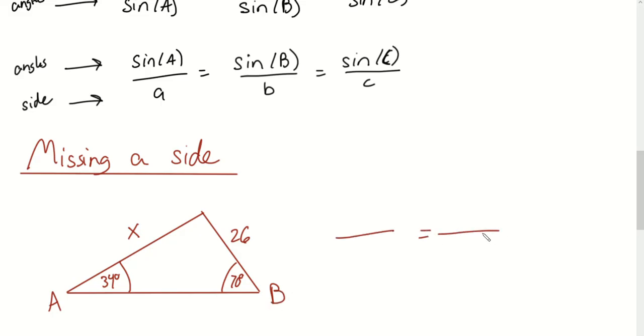Vincent, how should I set up my ratios? Let's stick with angles on the bottom. So we did angle A. Angle A is 34. What should go on top? 26. Great. Now on the bottom is sine of 70, because that's the other angle we have. And up top, I should have what, Raylene? X. How might we solve for X here?